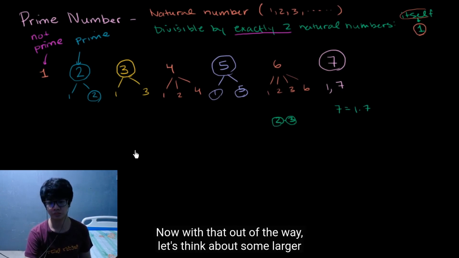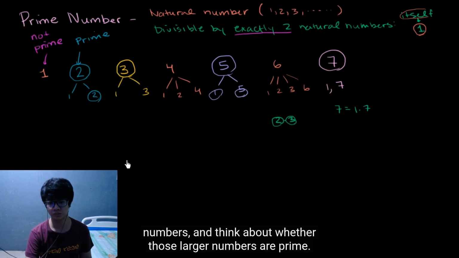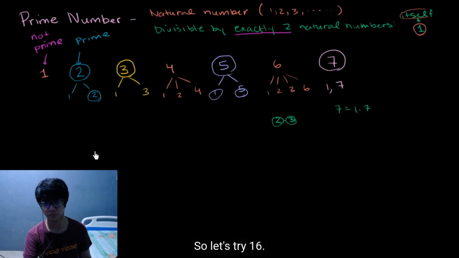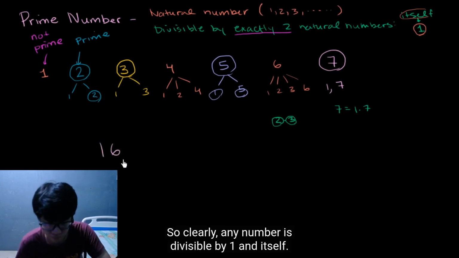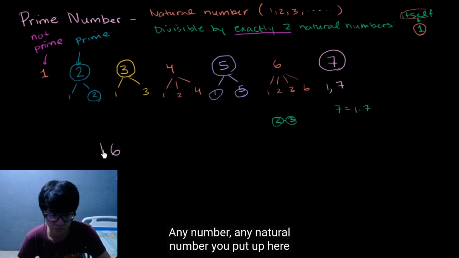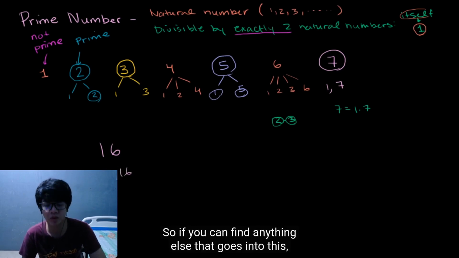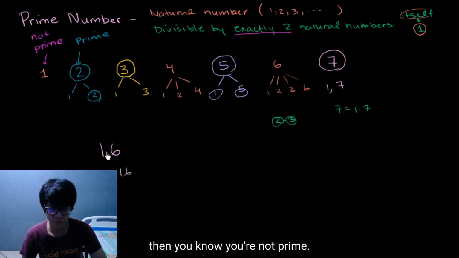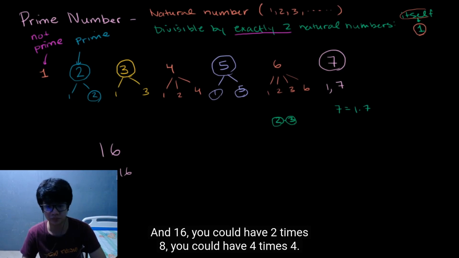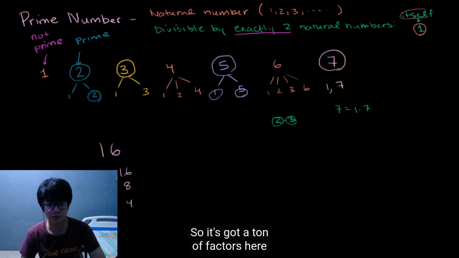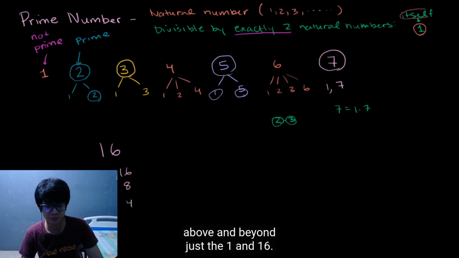Now, with that out of the way, let's think about some larger numbers and whether those larger numbers are prime. So let's try 16. Clearly, any natural number is divisible by 1 and itself, so 16 is going to be divisible by 1 and 16. If you can find anything else that goes into this, then you know you're not prime. And 16, you could have 2 times 8. You can have 4 times 4. So it's got a ton of factors above and beyond just the 1 and 16. So 16 is not prime.